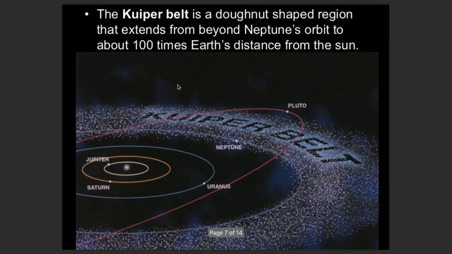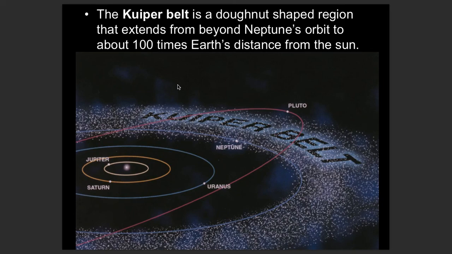So they travel here from long distances. The Kuiper belt is a donut shaped region that extends from beyond Neptune's orbit to about 100 times the Earth's distance from the Sun. So it's still pretty far out there. This is also where you find Pluto. As we discussed earlier, Pluto used to be considered a planet, but we found that there's actually a lot of dwarf planets that orbit around that area, so it's no longer considered a planet.